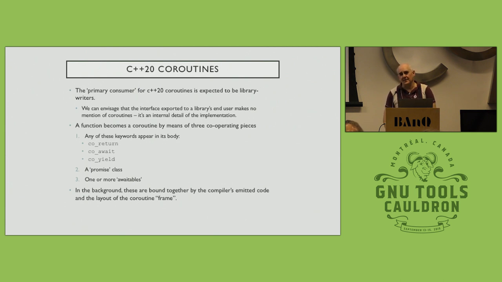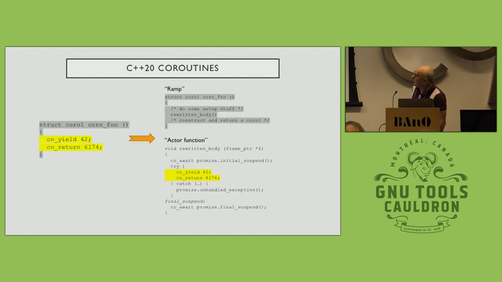It is one of the things that makes coroutines slightly more difficult to get up to speed on. It's not enough just to look at the function which has got the coroutine keywords in it. You actually need to look at the supporting classes that do the work. So this is a very simple coroutine. It's one of the coroutines in the test suite in the GCC branch. You can pull it up and look at the supporting functions that go with it.